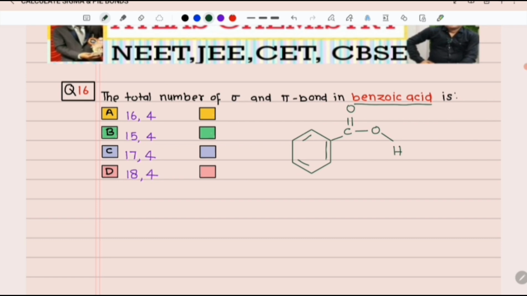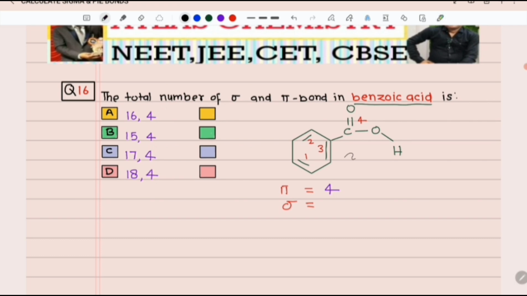Now if we see the structure, we find that there are pi bonds as well as sigma bonds. So first we have to count the pi bonds. So here is 1 pi bond, 2 pi bond and 3 pi bond and one more, 4 pi bond. So total pi bonds are 4 in benzoic acid. In all the options there is 4, 4, 4, 4. So we can't get the answer by counting the number of pi bonds. Now we have to count the total number of sigma bonds.